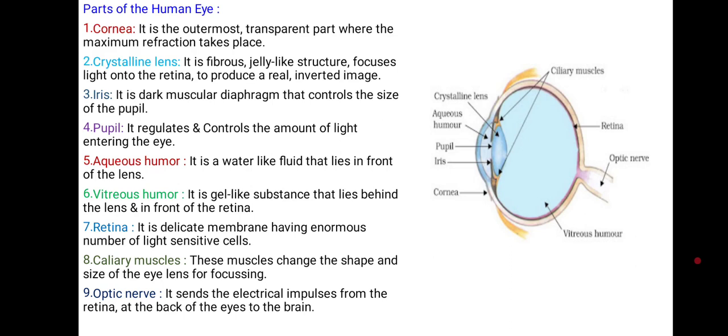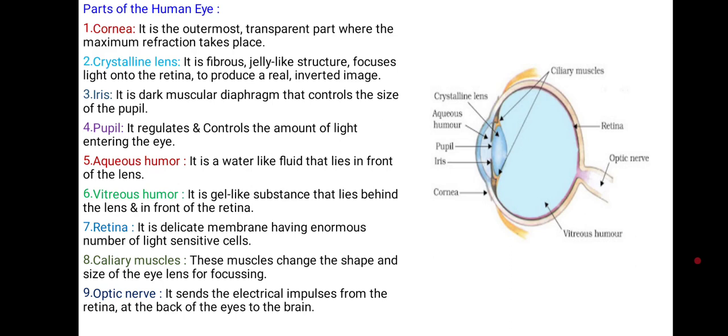The first part is the cornea. It is the outermost transparent part where the maximum refraction takes place. And the second one is the crystalline lens. This crystalline lens is a fibrous, jelly-like structure. It focuses the light onto the retina to produce a real and inverted image.